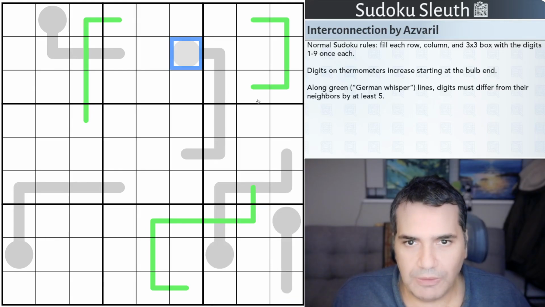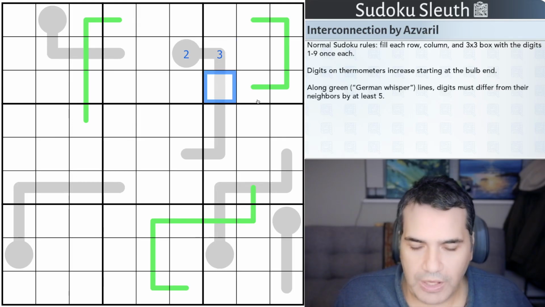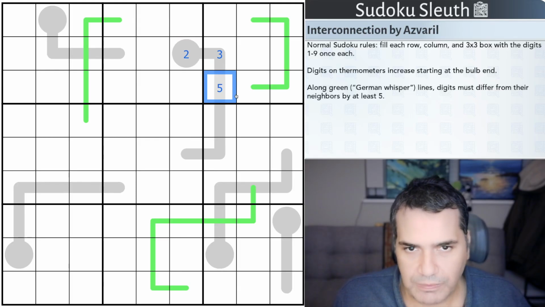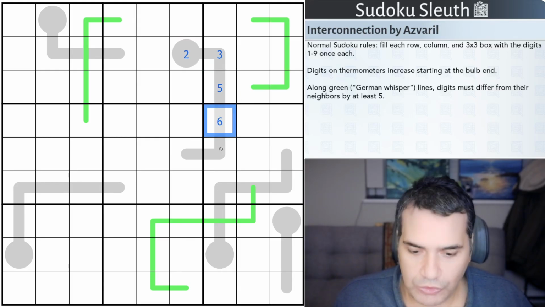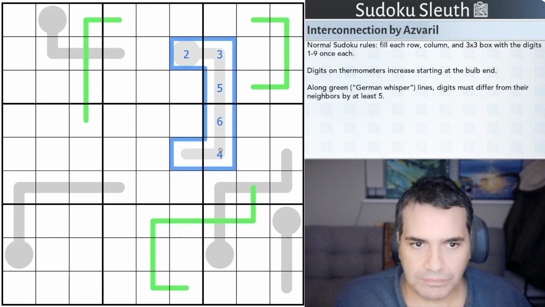So that's the bulb. So if this is a 2, this would have to be 3 or higher. Let's go 3. I don't have to have steady steps. So that's a step of 1. That could be a step of 2. That could be a step of 1 again. It doesn't matter. What I cannot do on a thermometer at any one point, though, is decrease the digits. They have to be strictly increasing from the bulb end.